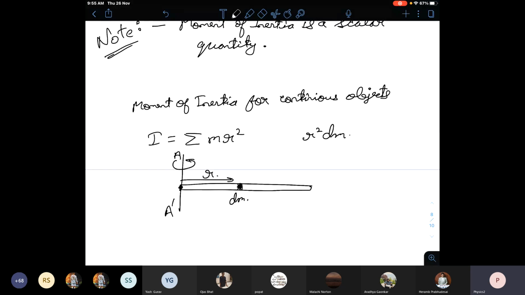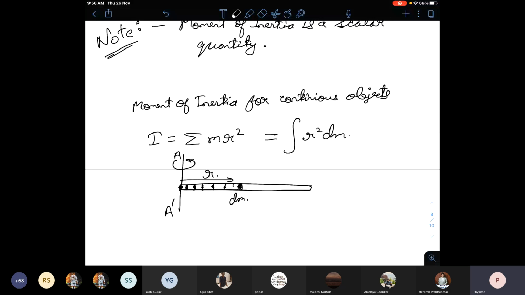If I sum up all the moments of inertia of such small masses, a small mass over here, over here, over here and so on, it will become the total moment of inertia of the complete rod. Hence, instead of summation I can use integration. So the moment of inertia for a continuous object is calculated using integration of r square dm.